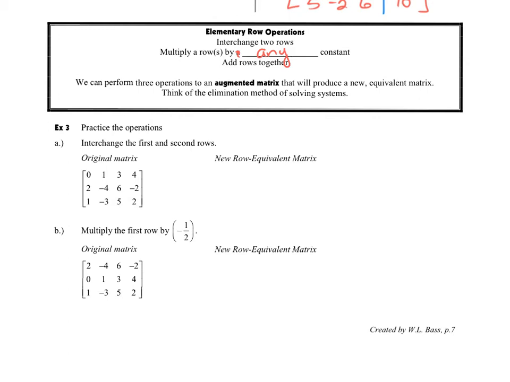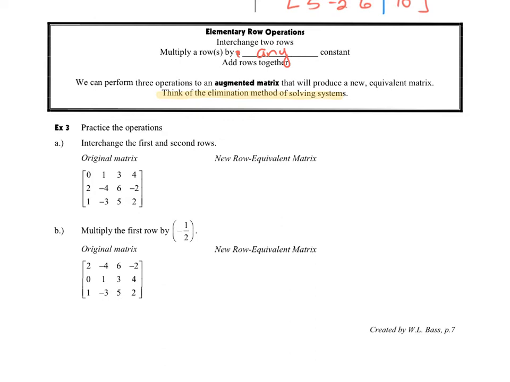These are going to be very similar to what we did in our traditional algebra approaches of substitution and elimination. We can perform these three operations to any augmented matrix, and it's going to produce a new and equivalent matrix, okay? Again, as I just said, this is going to be very similar to our elimination method of solving our systems, okay? So let's take a look.